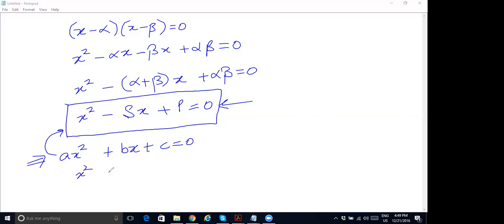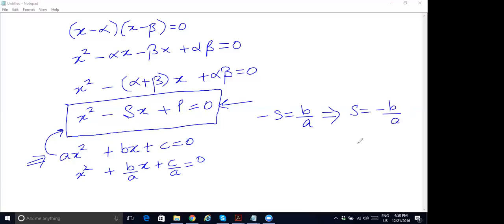We will get x square plus B over A times X plus C over A equals to 0. Now we can compare the two and we can figure out what is the sum of the roots and what is the product of the roots. Minus S represents B over A. That means S is equal to negative B over A, and P represents the product of the roots. So product of the roots is equal to C over A.